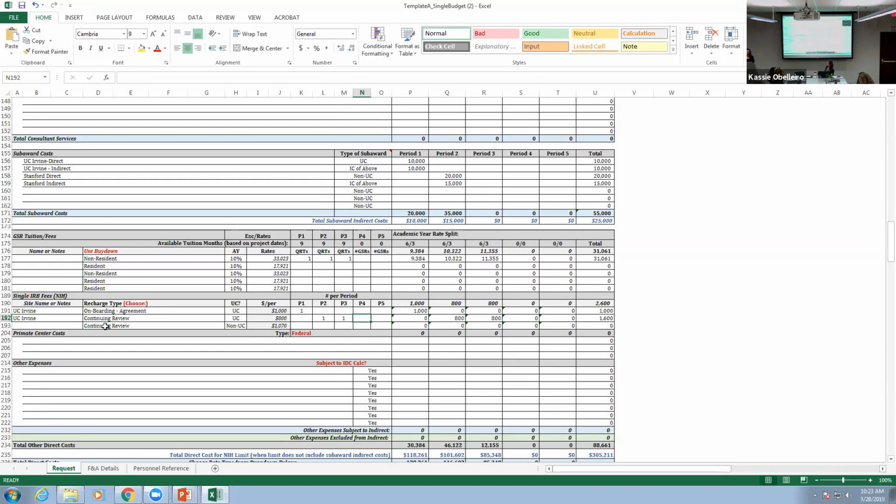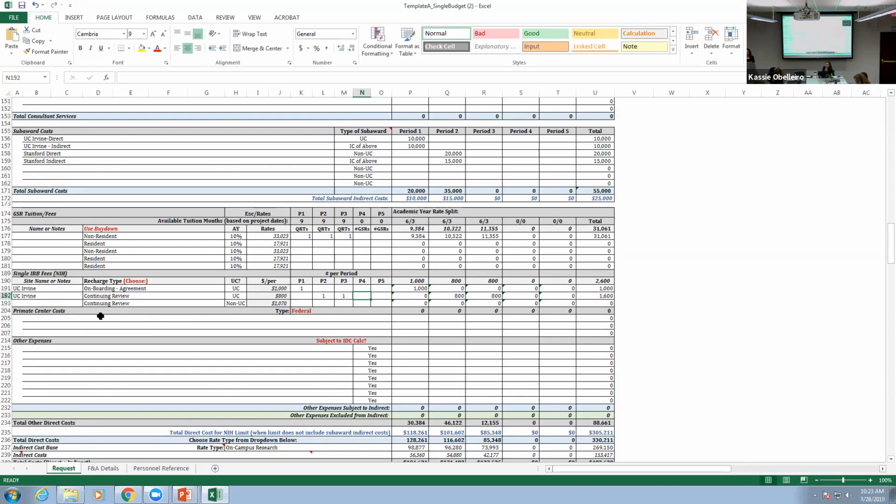So that's how that works. And that's just in NIH specific. Now this section right here, does anyone have questions on IRB fees? No. Okay.